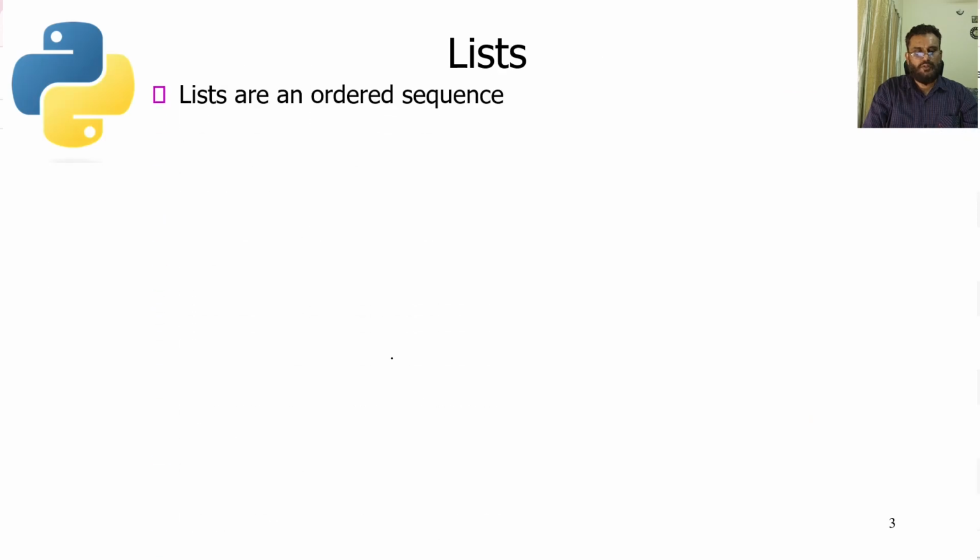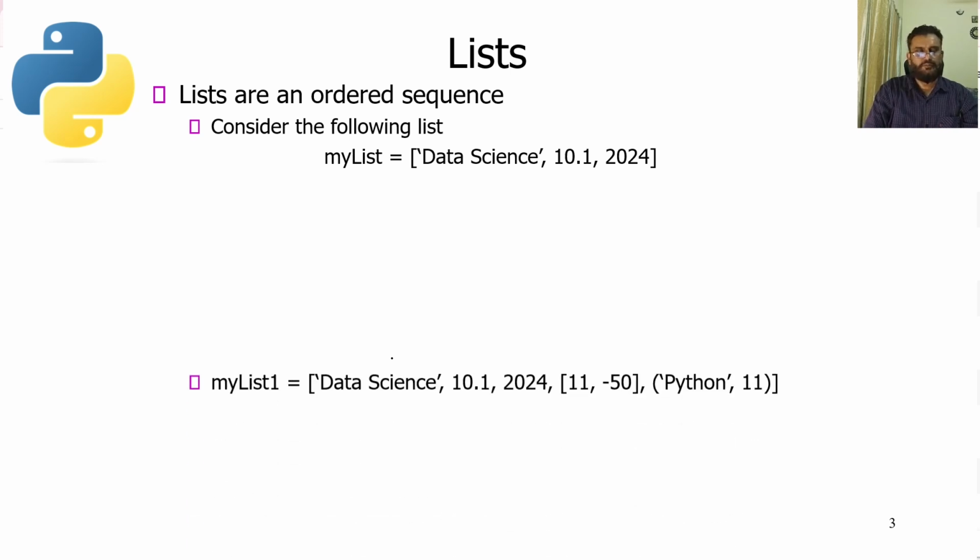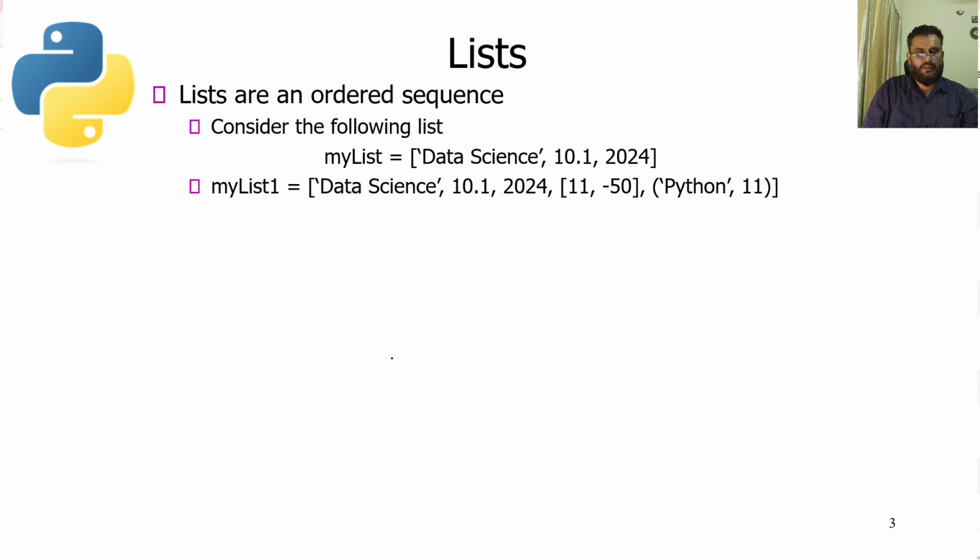So first of all, what is a list? A list is an ordered sequence, and what we mean by an ordered sequence is that we can access the elements of the list in a specific sequence or by a specific indexing. For example, consider this list, my list, and here you can see that there are 3 elements in this list. One of them is a string, then a floating point number, and then an integer.